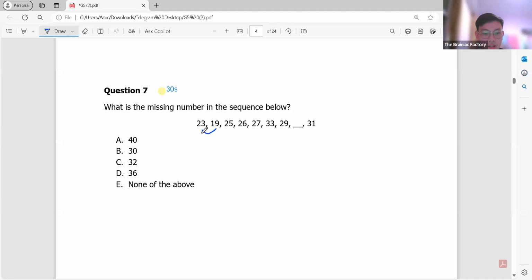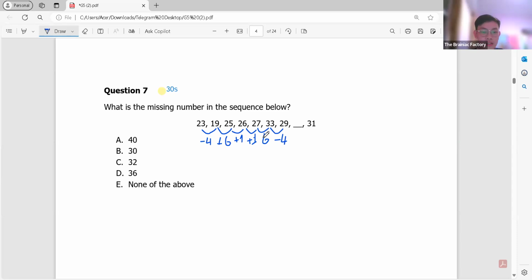The difference between 19 and 23 is -4. And then we have another one, which is +6. And here we have +1. And here we also have +1. So it is hard to see the pattern. So what are we going to do with this? And this is also 6. And this one is -4.